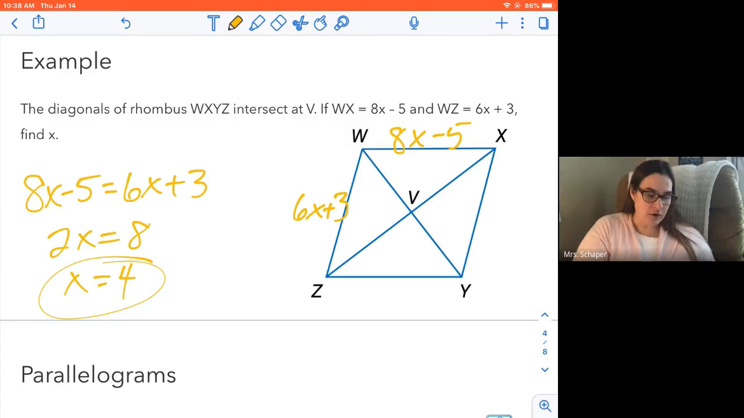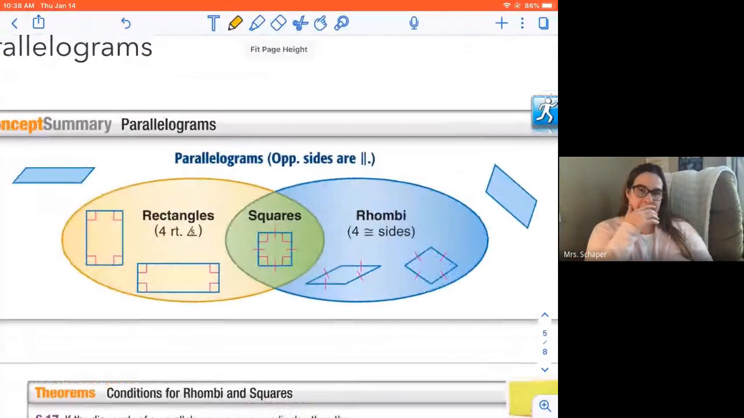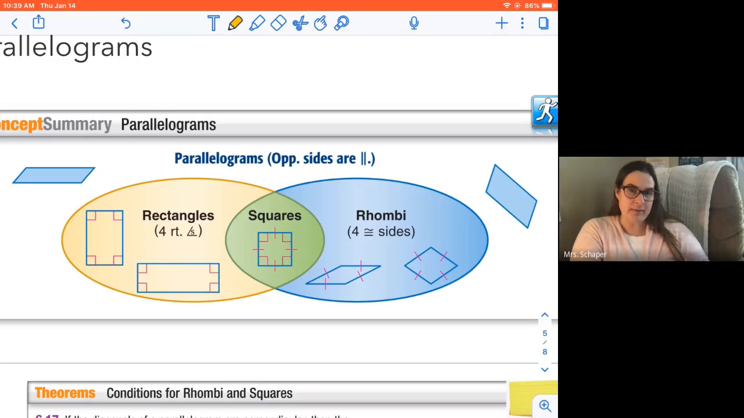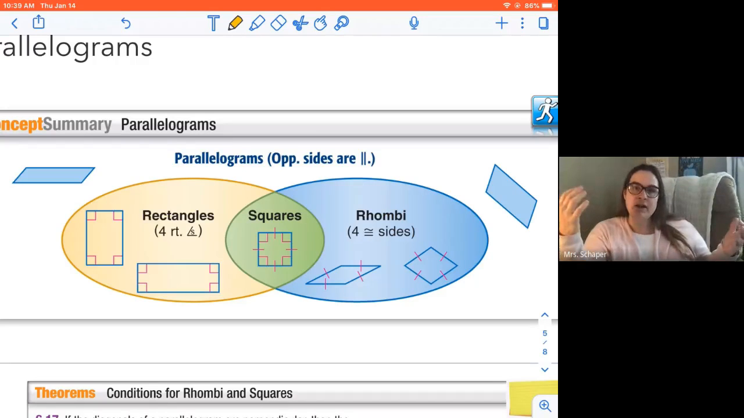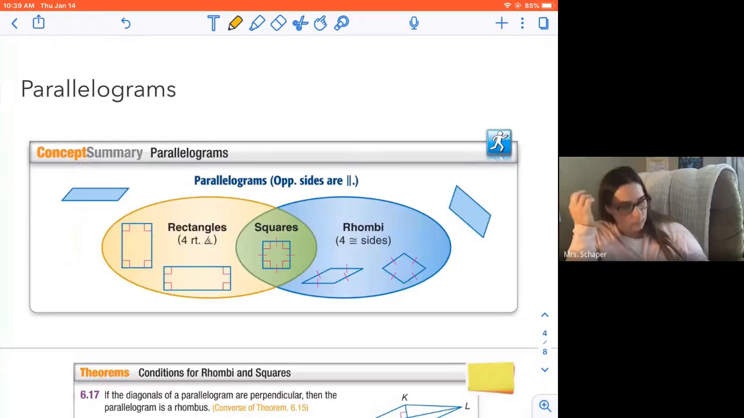Okay, so take a look at this. I want you to see this idea of parallelograms, and I like this Venn diagram look of it. You've got your rectangles that are parallelograms with right angles. You have your rhombi, which are parallelograms with all sides congruent. And then you have your squares that are parallelograms that are also rectangles that are also rhombi. But it gives you a good visual of how they all relate. Just a good visual, I think, sometimes to see.